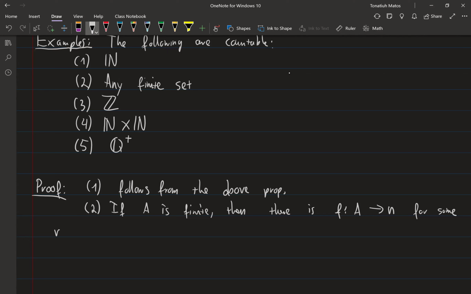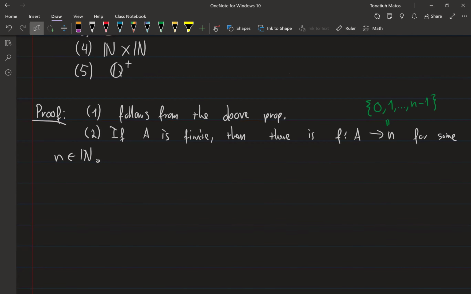For some n natural number. And here, let me just remind you in case you forgot, this is the set 0, 1, all the way to n minus 1. This is how I'm treating this as a convention, which might sound weird, but it will never ever lead to a mistake because this is actually what it is in terms of set theory. If you don't like that convention, then you can just write the set 0, 1, 2, 3, all the way up to n minus 1. That's perfectly fine.